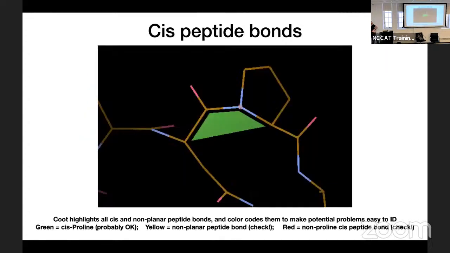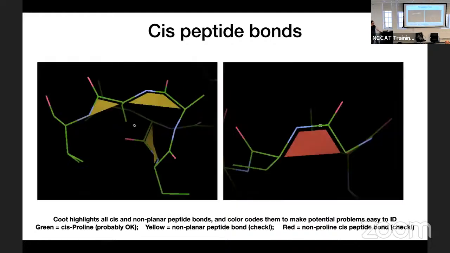A lot of these things are flagged nicely for you in Qt. Where there are cis peptide bonds, there will be a polygon displayed near the backbone. Here's an example of a cis peptide bond at the site of a proline, so it's highlighted in green because this is not necessarily surprising. However, if we have a cis peptide bond at a non-proline residue, it'll be highlighted in red. Or if it is not necessarily a cis peptide bond but a non-planar peptide bond, it'll be highlighted in yellow like this.